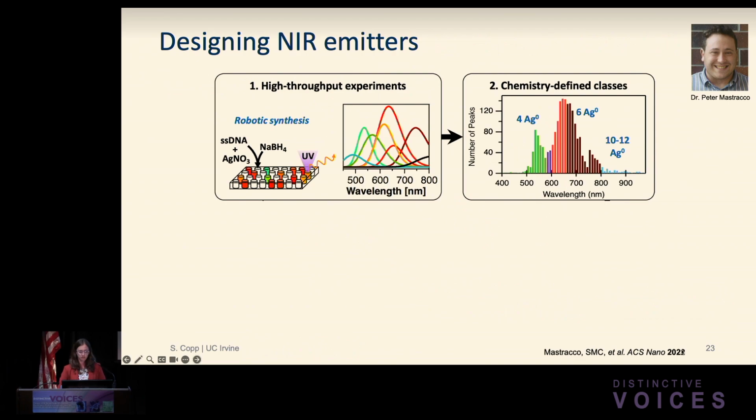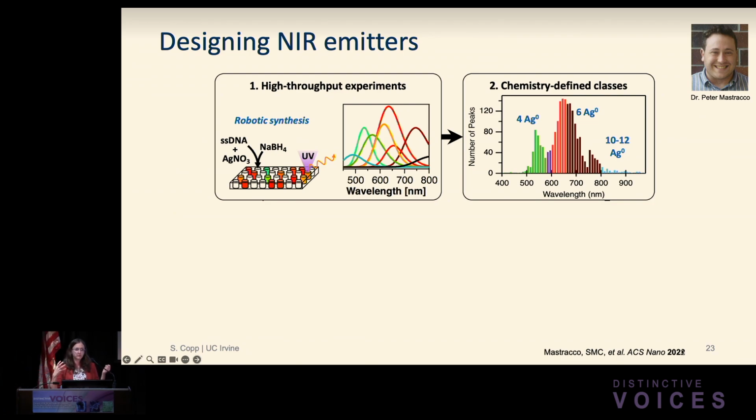So this is a project that has been led by my PhD student, Peter Mastracco, who just got his PhD a few months ago. So he was focused on designing near-infrared emitting nanoclusters, and that's out in that high wavelength regime above 800 nanometers in that plot up there. You can see there's very little data up there. And so our challenge was to use that very little data and amplify the number of clusters in that region.